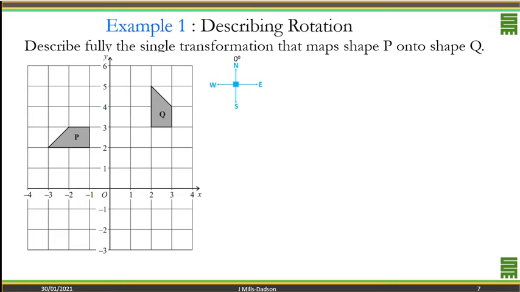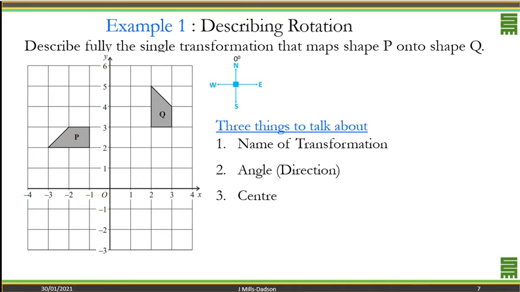Okay, so first, three things to talk about. The name of the transformation, and you will know when it's a rotation, you see it's turned around. So we know P to Q is a rotation, so you state that. How do you get the angle? Use this to help you.